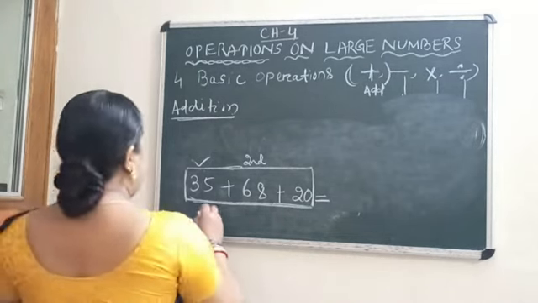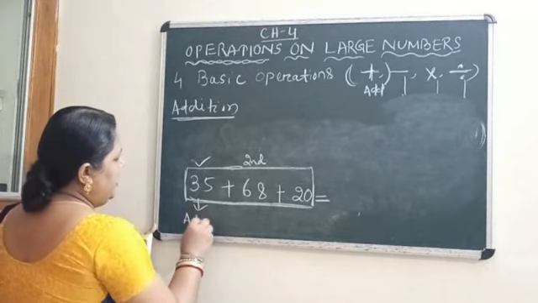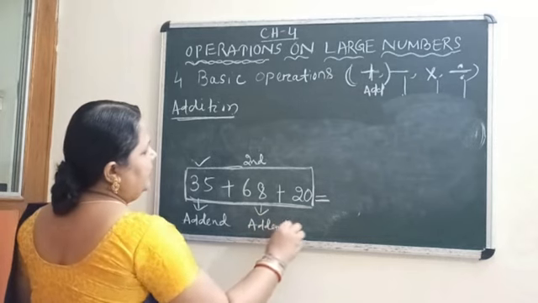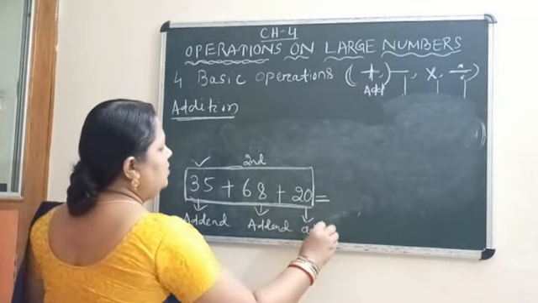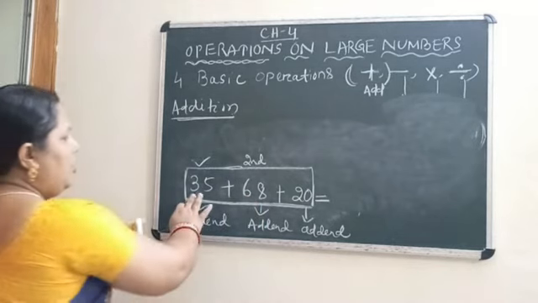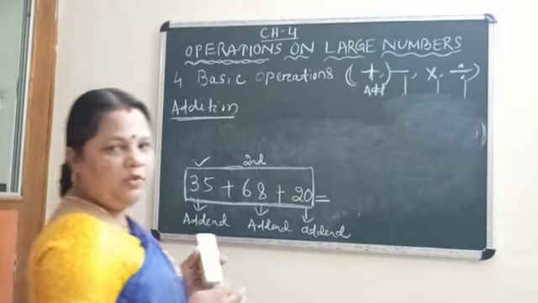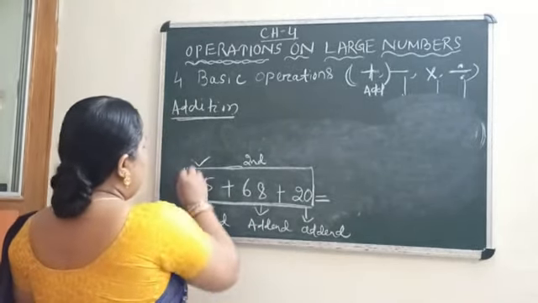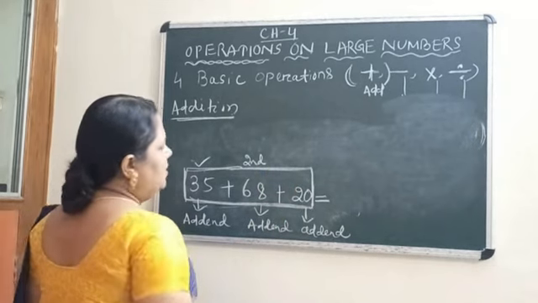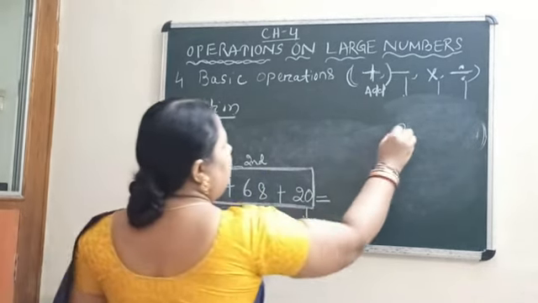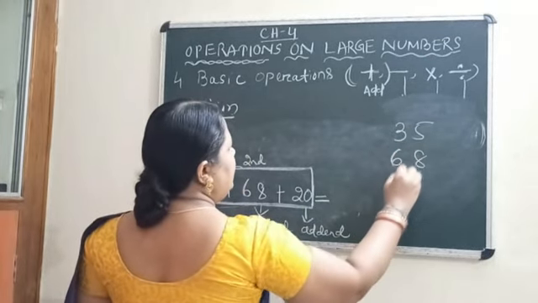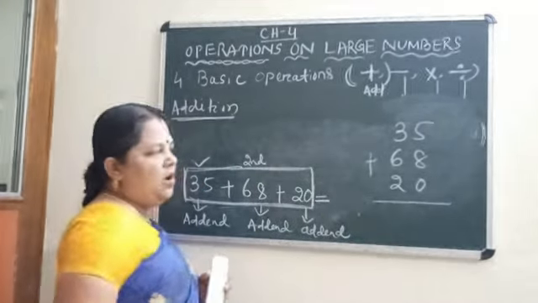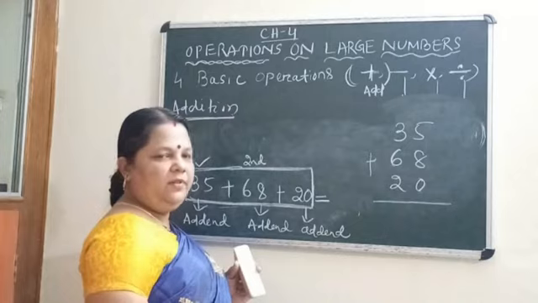So here we can say this is one addend, this one also addend, and this one also addend. So all the participants in this addition process are called addend or addendum. Then we will add all these three participants. You know how to add? 35, 68, 20. We are going to add these three terms or numbers or values, whatever you can say.